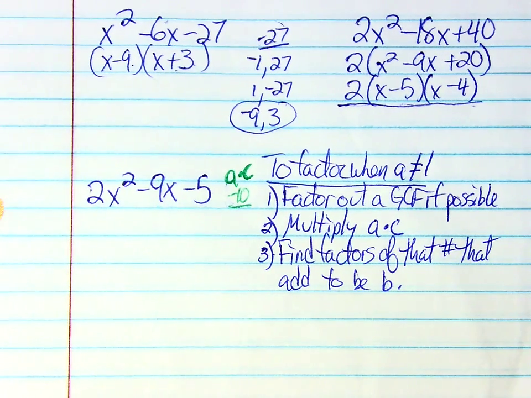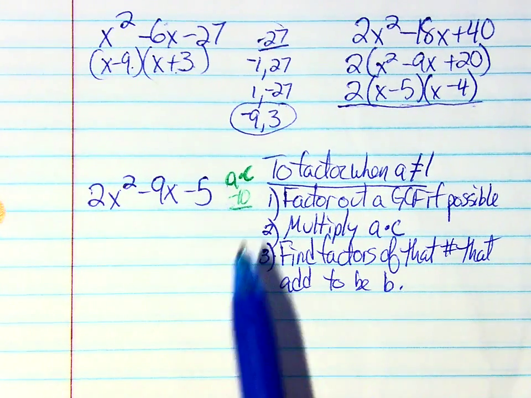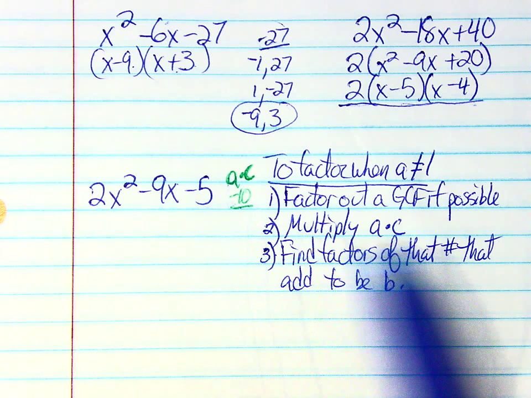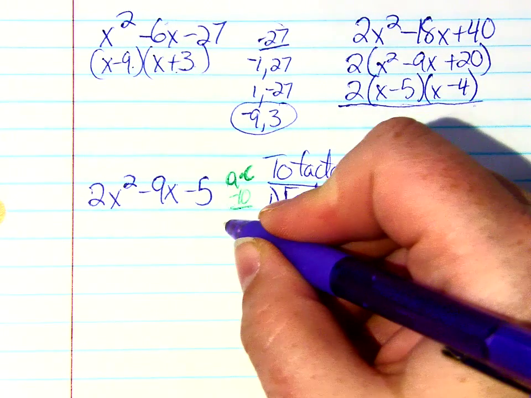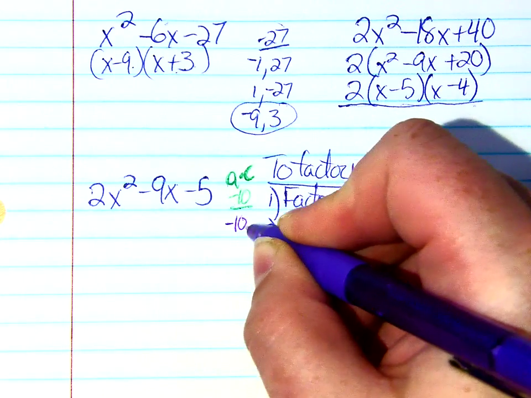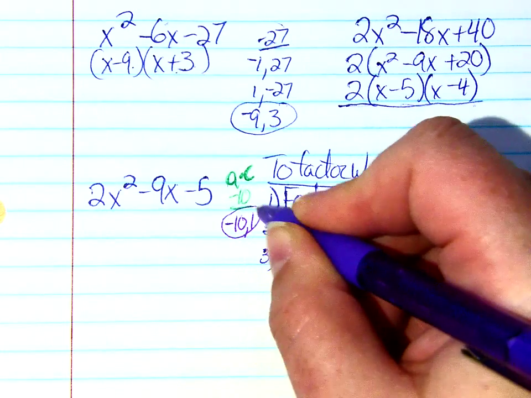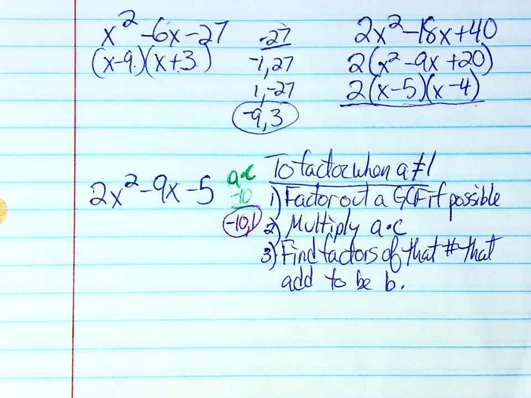So similar to yesterday, you just have to multiply the numbers first. So let's look at negative 10. What are factors of negative 10 that add to be negative 9? Negative 10 and a positive 1, right? If you weren't sure, just keep listing them until you find them. Negative 10 and a positive 1. So I found my factor pair. I wish I had a little more room.